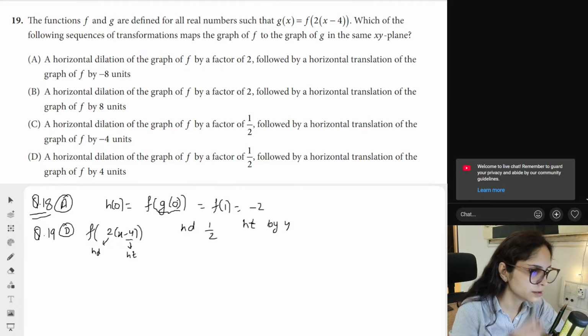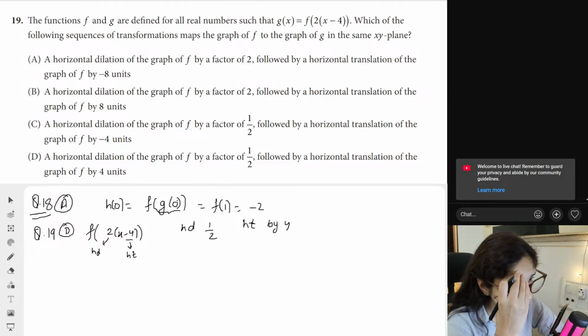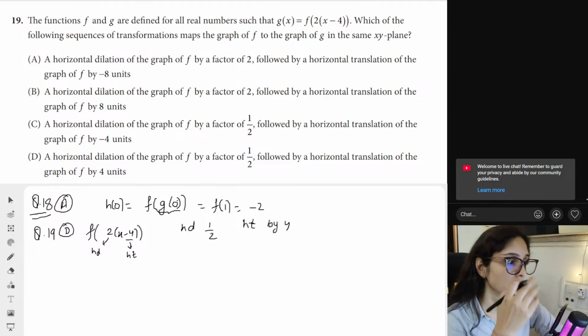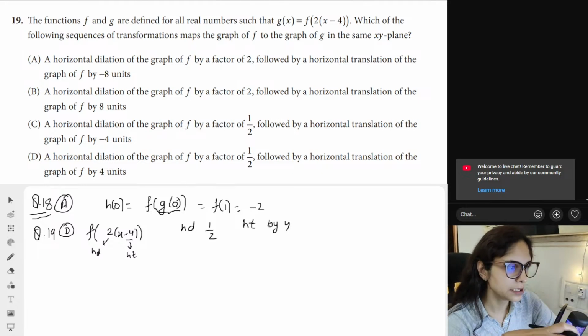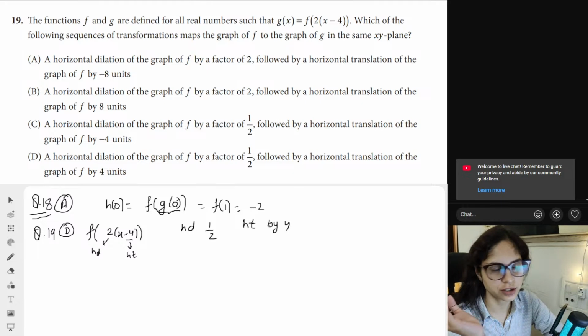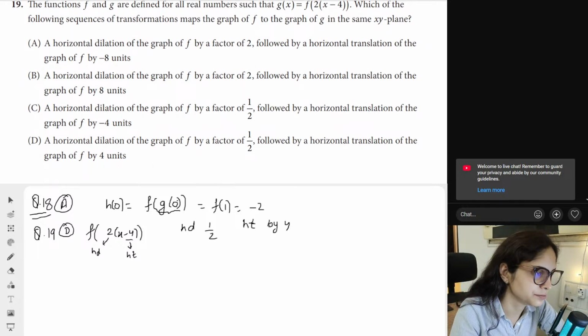And also you can directly get rid of option A and option B because a factor of 2 is not true. Option C and D have 1/2, but in C it's a horizontal translation of -4. That doesn't make any sense.